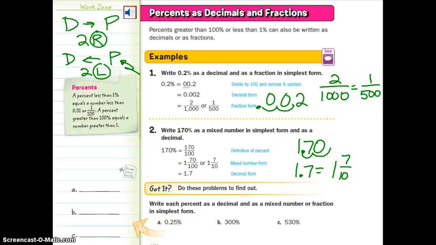The rules: decimal to percent, 2 to the right. Percent to decimal, 2 to the left. You're dividing by 100 or you're multiplying by 100. Think about it for a minute. Get it, got it, go. Pause the video. Come back when you're done.